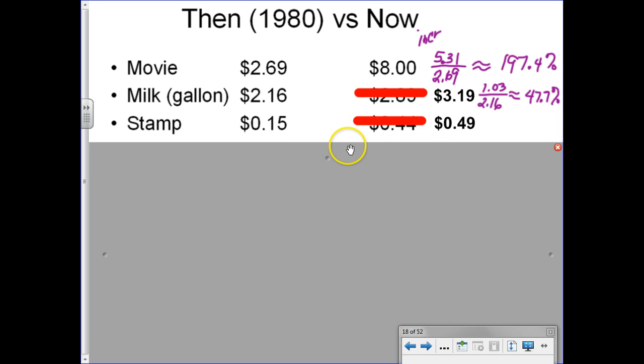Let's take a look at the cost of a stamp. A postage stamp to mail back in 1980 was 15 cents. Today, it's 49 cents. The difference there, the price has gone up 34 cents in these 35 years. My original starting price was 15 cents. So when you divide those two, I end up with 226.